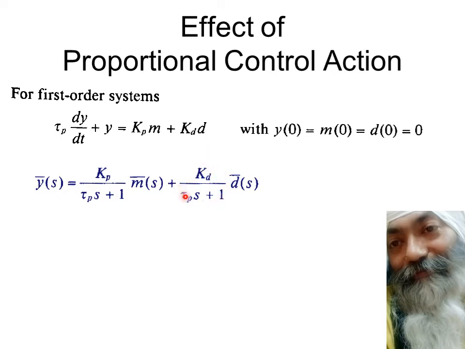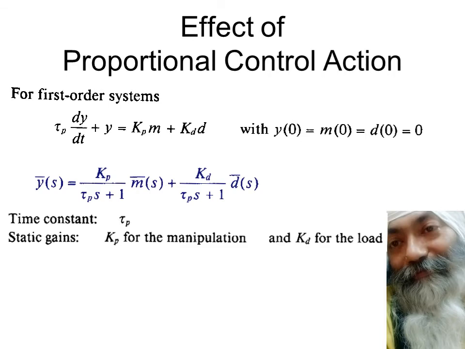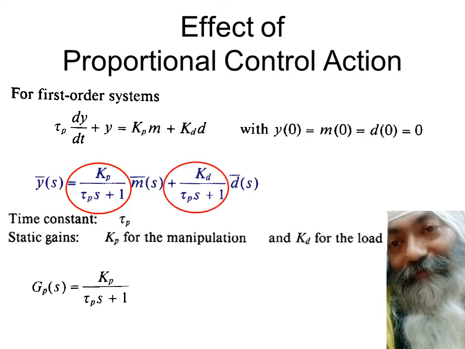So in the last slide I told you that we want to know what is GP and what is GD. So from here it's very clear once again that you have tau p as the time constant, Kp as the static gain for manipulation, Kd as the static gain for the load. Load here means the disturbance which is going to disturb the system from the steady state. And this term, as I said, is nothing but what we call GP. It's again Kp upon tau p s plus 1. And this term Kd upon tau p s plus 1 is nothing but GD. So this is what we have proved.